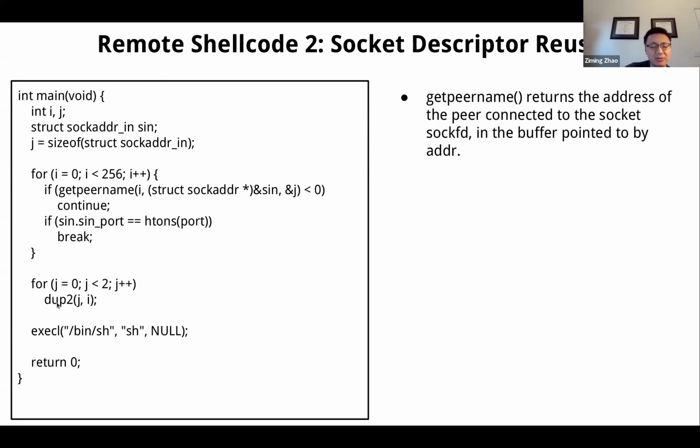Then we are going to do the same thing. We duplicate the existing file descriptor that we found to stdin, stdout, and stderr. Then we execute the shell program. So that is how it works.